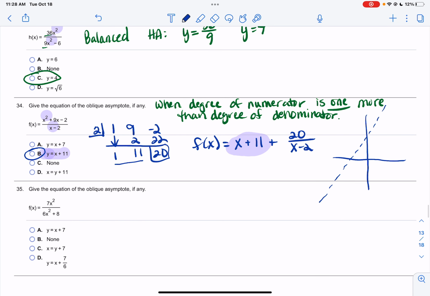Number 35, give the equation of the oblique asymptote, if any. Again, oblique asymptotes only occur when the degree of the numerator is 1 more than the degree of the denominator. If we look at the degree of the numerator is 2 and the degree of the denominator is 2. So this is a balanced function, and it's not going to have an oblique asymptote. No oblique asymptote. So our correct answer is B. And the oblique asymptotes only occur when the degree of the numerator is 1 more than the degree of the denominator.